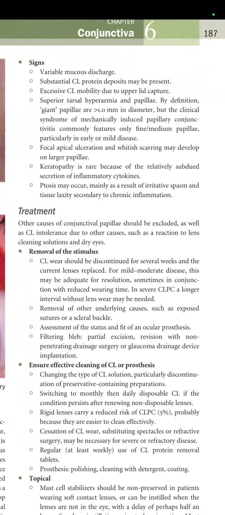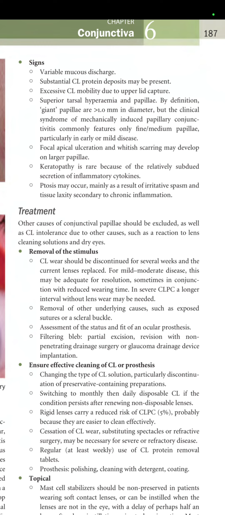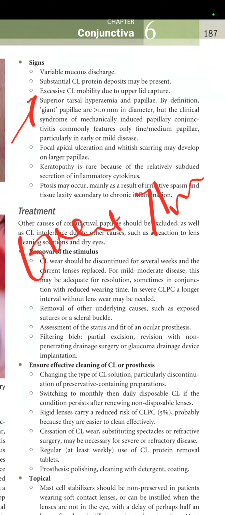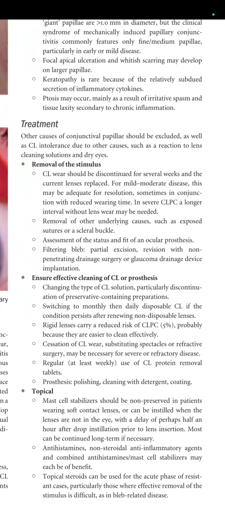So what will happen? There will be mucus discharge, there will be contact lens protein deposit, and due to the upper lid capture, contact lens mobility will be increased. There will be superior tarsal hyperemia, which is basically how it is named. There will be giant papillae, greater than 1 mm in diameter, and there can be ulceration in the papillae as well, and keratopathy can also occur, and ptosis can occur.